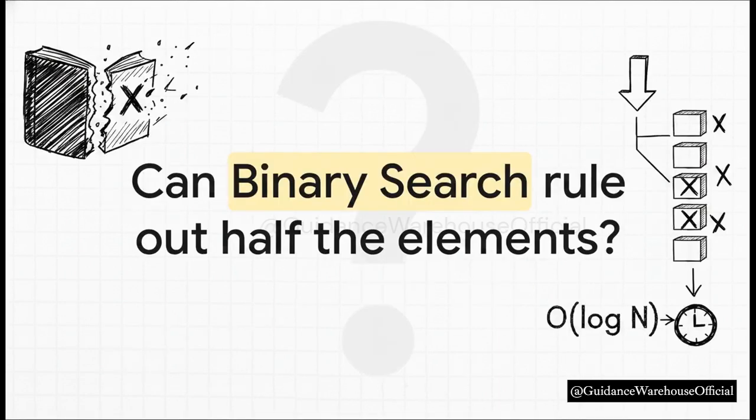But wait, what if we use a smarter strategy? What if, instead of reading page by page, we use binary search to rule out half the elements every step? Imagine opening the dictionary exactly in the middle. We check if our word comes before or after that middle page, and then we literally tear the book in half and throw away the half we don't need. We just ruled out half the elements in a single step. Because we eliminate half the remaining data every single repetition, its worst-case time drops to O log n, or logarithmic time. It is incredibly efficient.